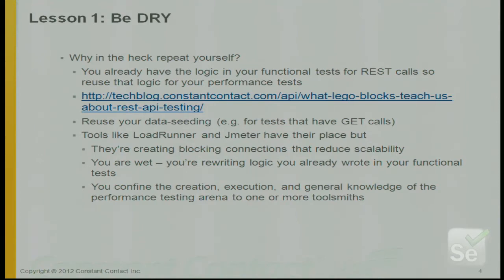Okay. So when we're talking about these third-party tools, LoadRunner, JMeter, there are some things to consider. They create blocking connections that reduce scalability. We're going to talk more about that, but for right now, think about blocking as one thread per connection. So for every GET, you're using a thread. And so you're using up lots of resources if you're scaling out requests into the thousands or tens of thousands or more. We already talked about rewriting logic.